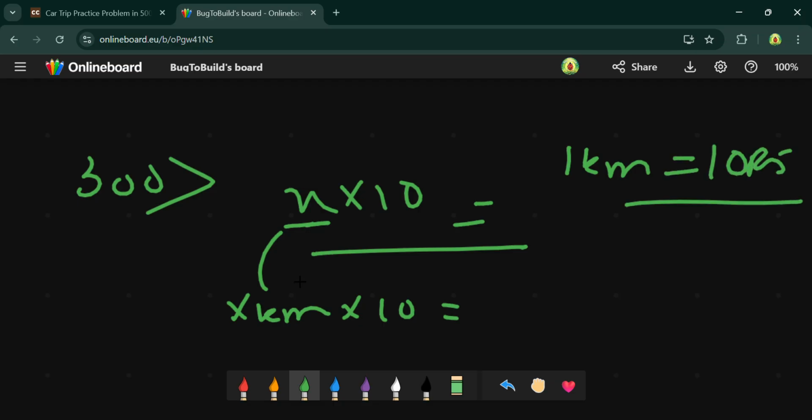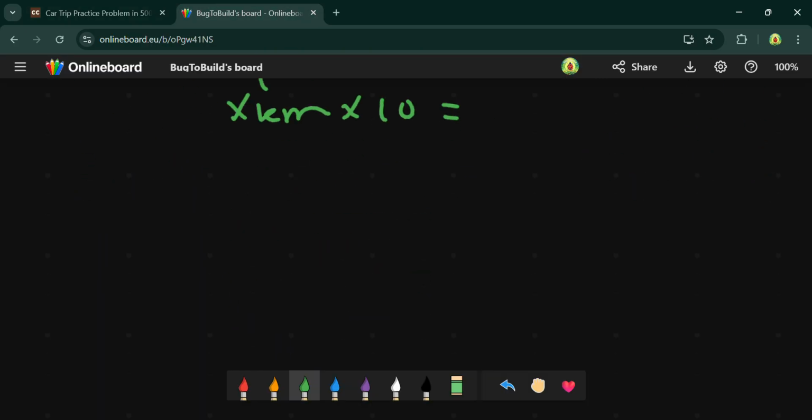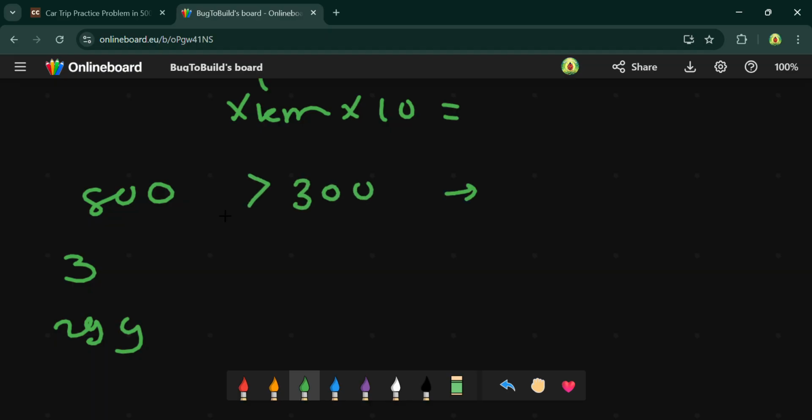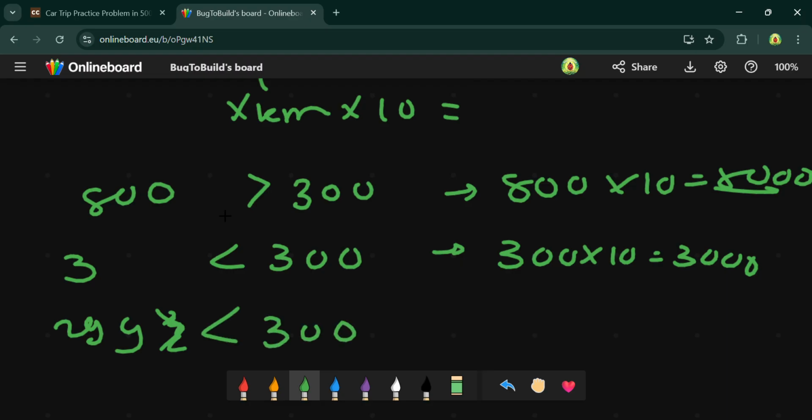I hope you understand. Let's understand with an example. Here the input is 800, 3, 299. 800 is greater than 300, so he has to pay 800 into 10, which is 8000. 3 is less than 300, so he has to pay 300 into 10, which is 3000. Again 299 is less than 300, so he has to pay 300 into 10, which is 3000.